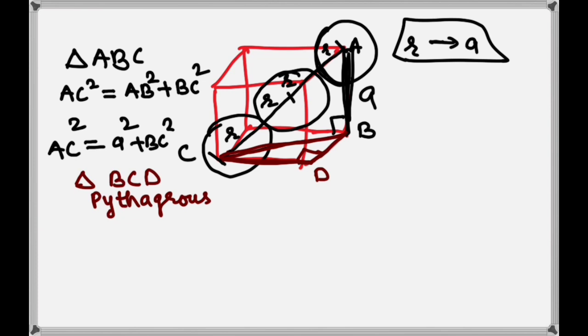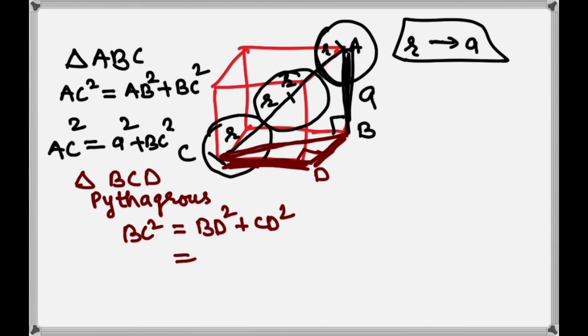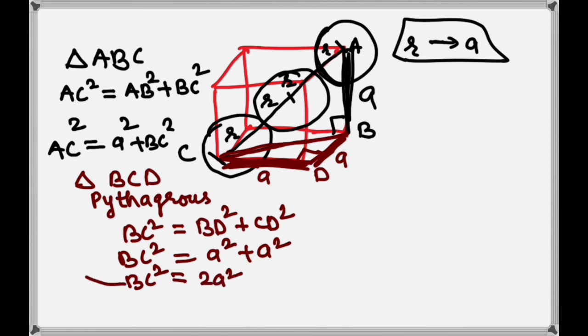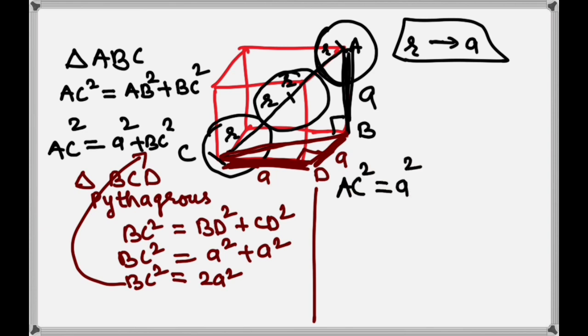What happens? So this BC square is equal to this BD square plus this CD square. The value of BD is a, value of CD is a. So it is a square plus a square. So BC square finally is equal to 2a square. Now substitute this value of BC here, we get AC square is equal to a square plus 2a square, because the value of BC square is 2a square.